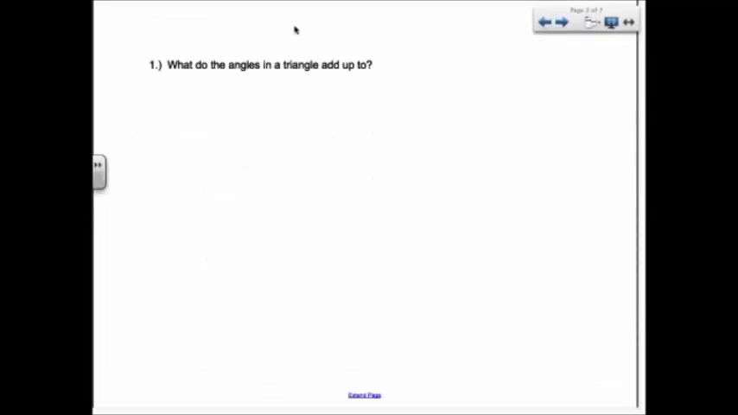If you could take a look at question number 1, it says, what do the angles in a triangle add up to? So I'm going to show you a triangle, and we're going to figure out what the angles add up to in this triangle. So if you could take a look at the picture that I'm about to show you, we're going to figure out together what the angles add up to.